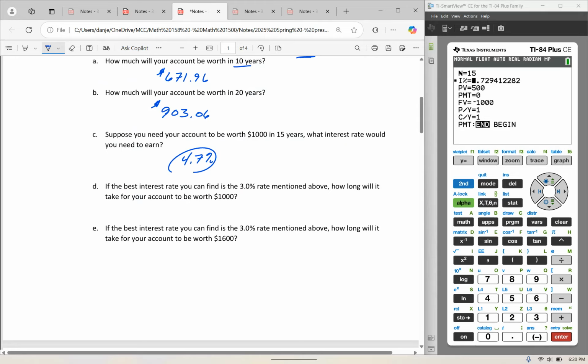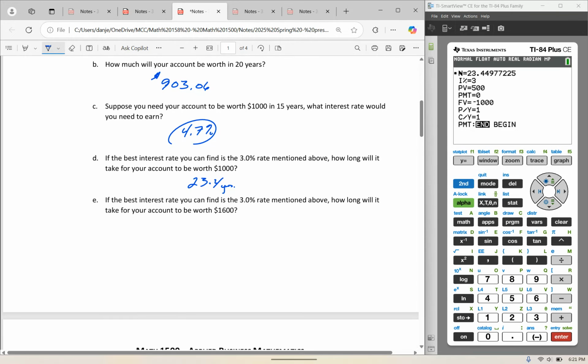Let's try this with the TVM solver. If the best interest rate I can find is 3% interest, how long will it take? I set my interest rate to 3%. Everything else stays the same. I'm investing $500. It's compounded annually, once per year. I want to withdraw $1,000 from my account. How long will it take? I simply go up to the N, alpha, solve. It will take 23.4 years.